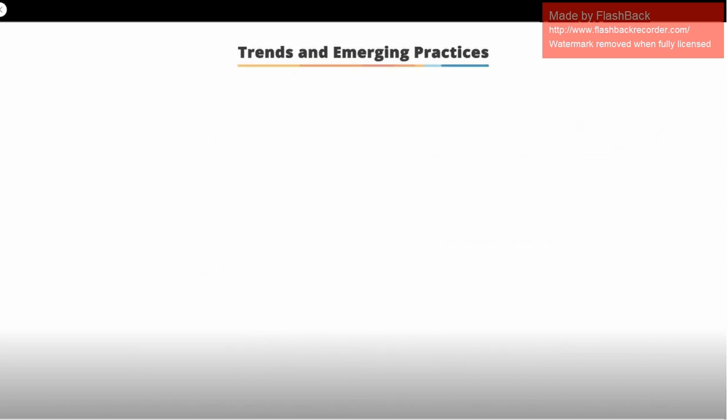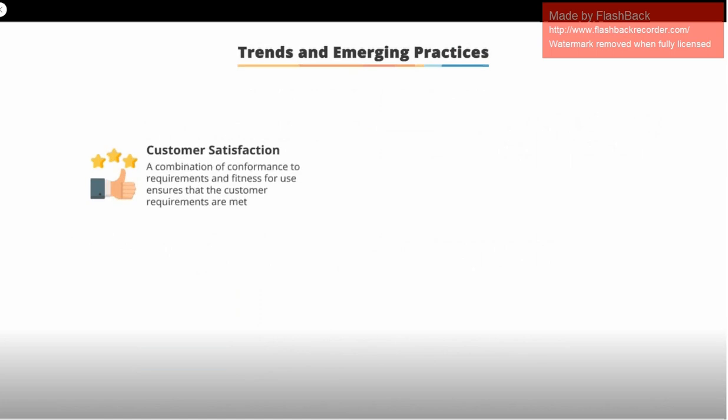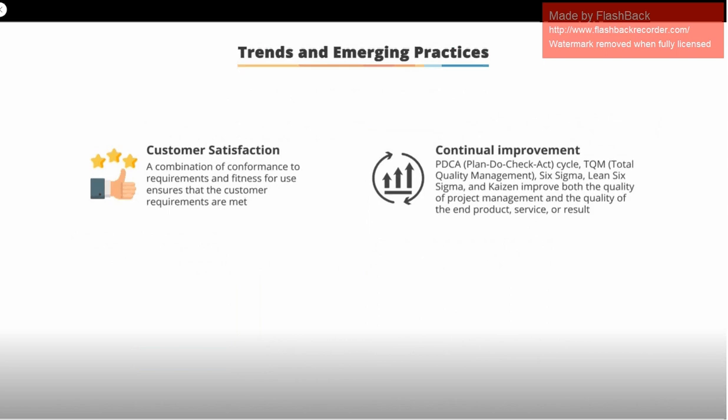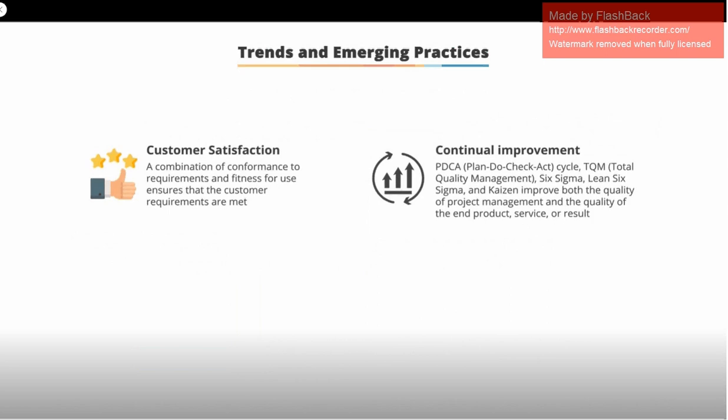Trends and emerging practices. Some of the trends in project quality management are customer satisfaction, a combination of conformance to requirements and fitness for use, which ensures that the customer requirements are met. Continual improvement, PDCA, which stands for Plan, Do, Check, Act. TQM, which stands for Total Quality Management. Six Sigma, Lean Six Sigma, and Kaizen improve both the quality of project management and the quality of the end product, service, or result.